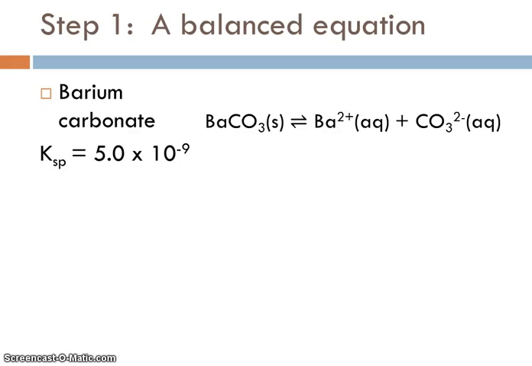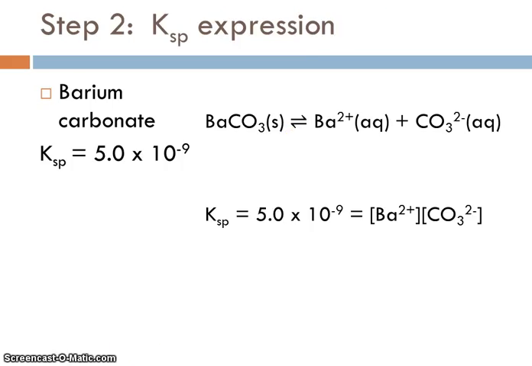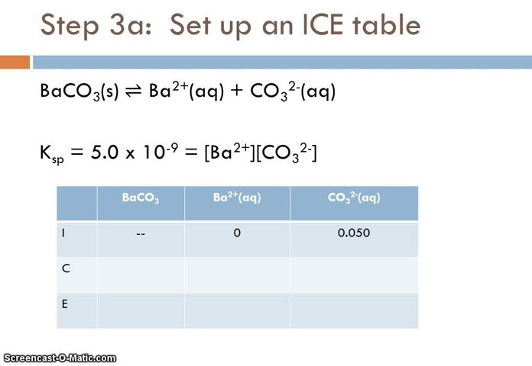With doing these problems, you always want to start with a balanced equation, right? Barium carbonate needs to be the reactant here. It's a solid. It will make barium ions and carbonate ions in a 1-to-1 ratio. Next, we need to write out a Ksp expression. Products over reactants, but the reactant is a solid, so effectively the denominator is 1 here. So we're given the Ksp value. That's equal to the barium ion concentration times the carbonate ion concentration. No problem. Now we can start to set up the ice table.